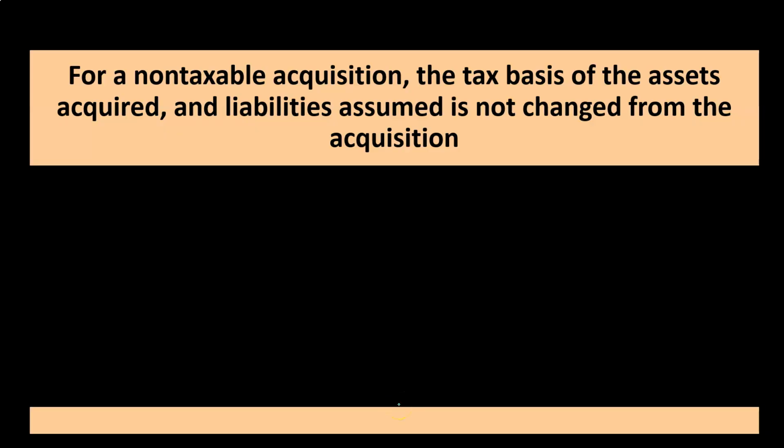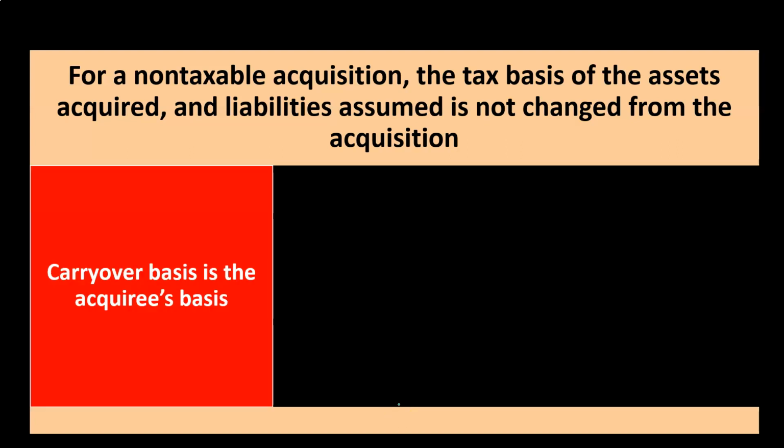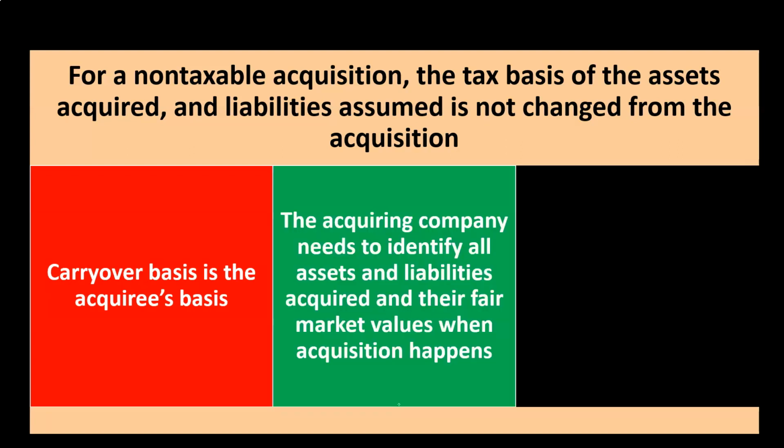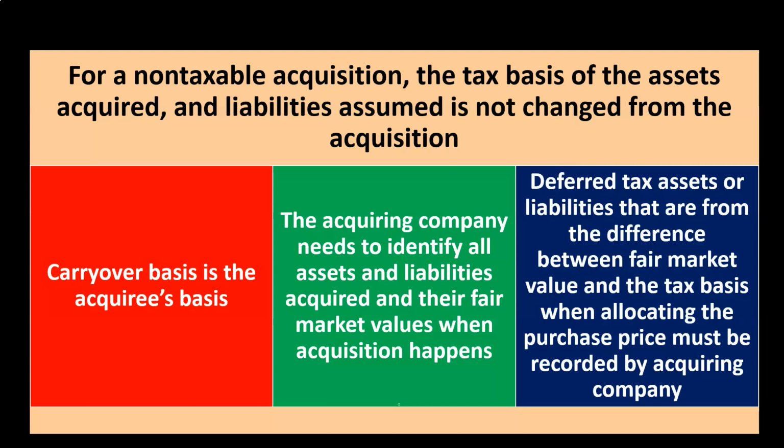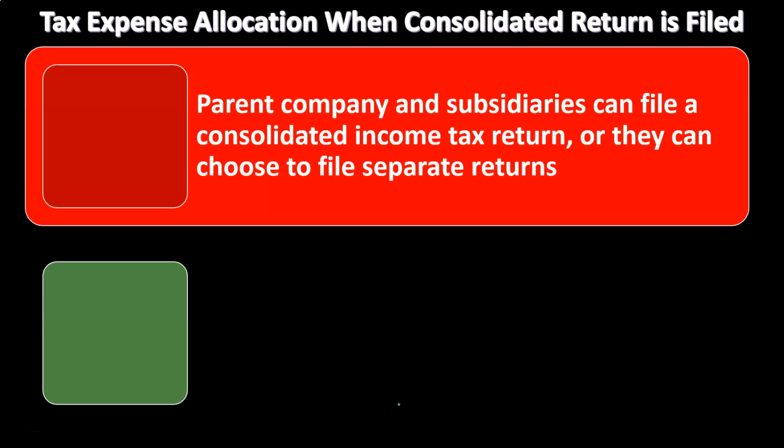For a non-taxable acquisition, the tax basis of assets acquired and liabilities assumed is not changed from the acquisition. In this case, then, the carrying basis is the acquiree's basis. The acquiring company needs to identify all assets and liabilities acquired and their fair market value when the acquisition takes place, and then the deferred tax assets or liabilities that are from the difference between the fair market value and the tax basis when allocating the purchase price must be recorded by the acquiring company.